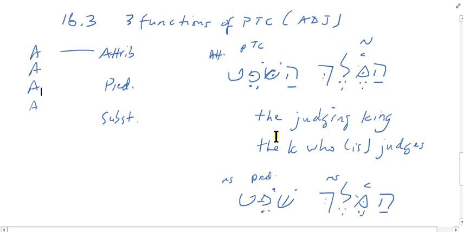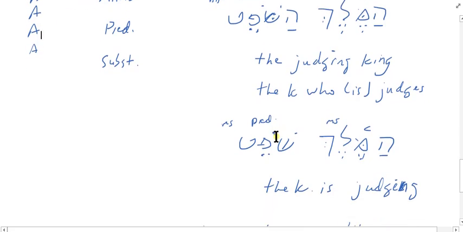Predicate participles almost always go after the noun as well, but if the noun is articular, the predicate participle will not be articular. In fact, the predicate participle is never articular, okay? The predicate uses of the participle are never articular, but they indicate a verbal action that the subject is doing. And let me just make a comment about predicate participles, okay?